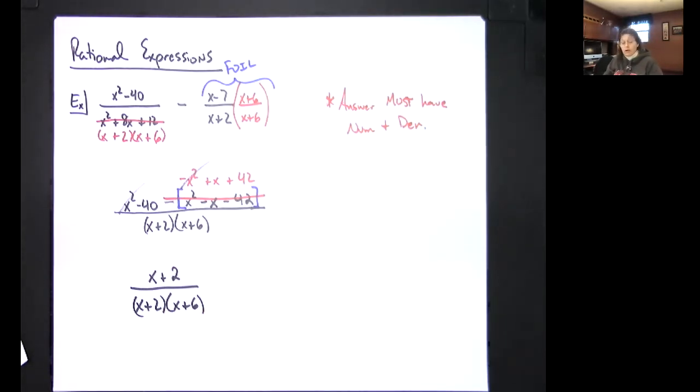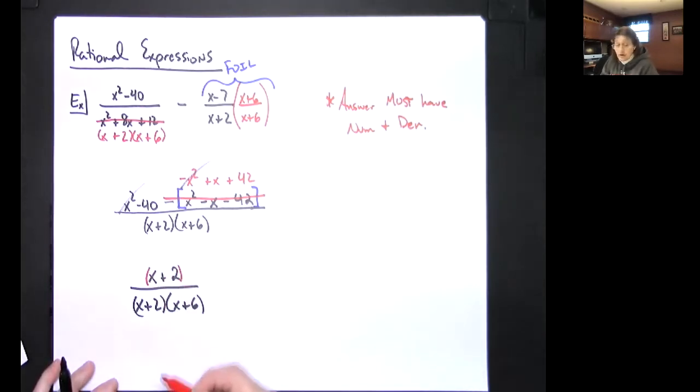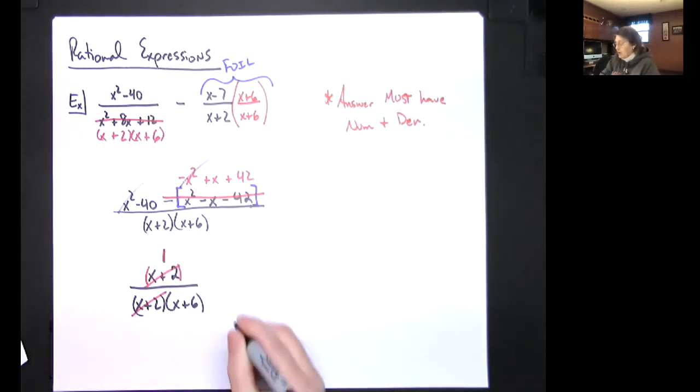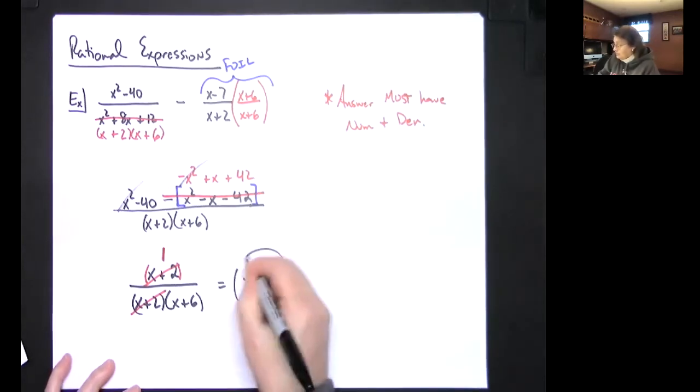And then look at it. If you can simplify at this point, you've got to keep going. This is a binomial on the top, even though there's no parentheses there. Those x plus 2s are going to cross out, and it's going to leave you with a 1 on the top. So we're going to have a final answer of 1 over x plus 6.